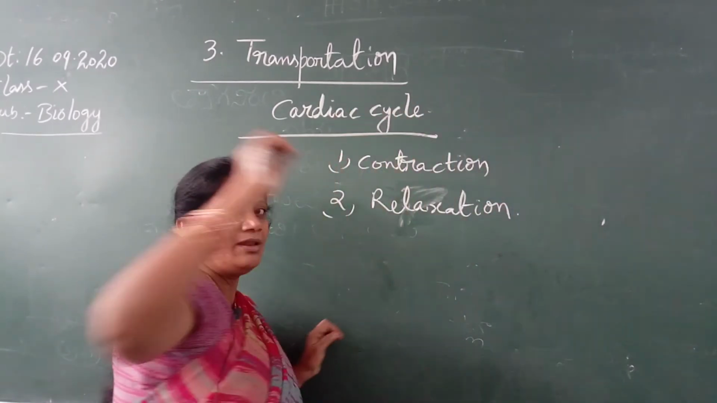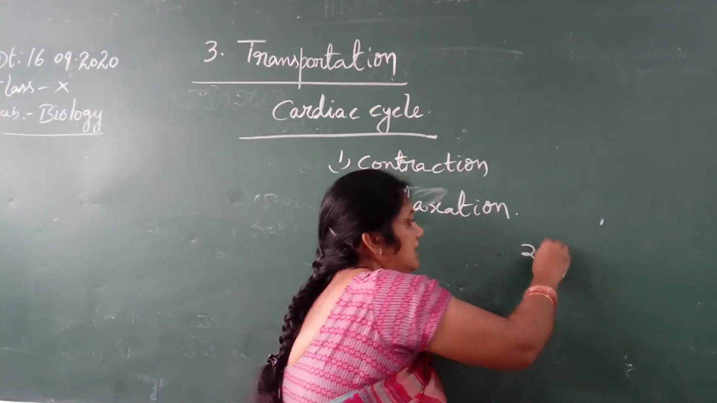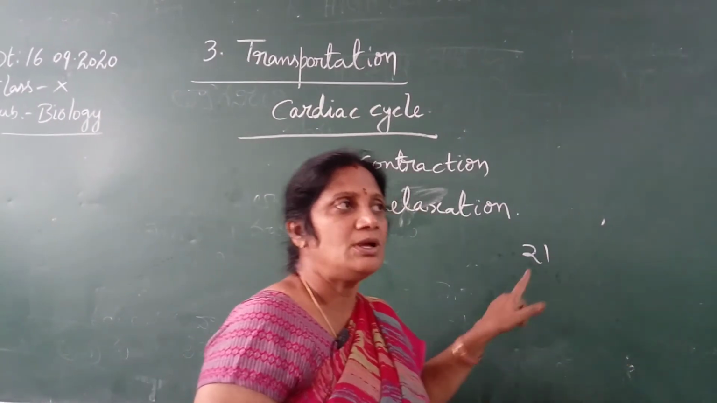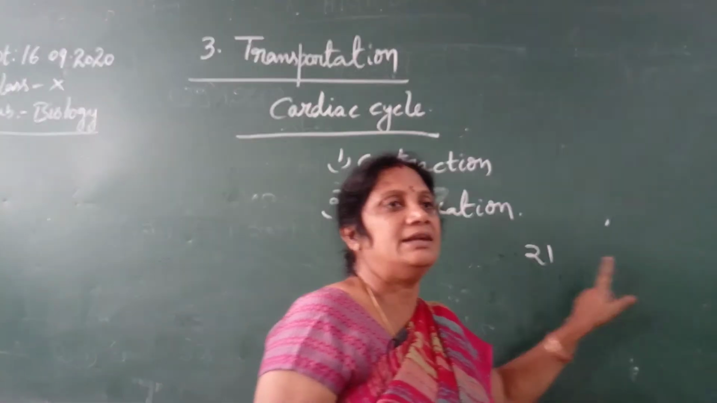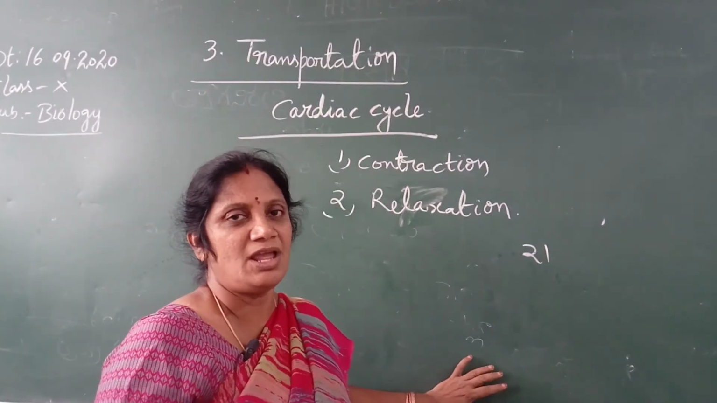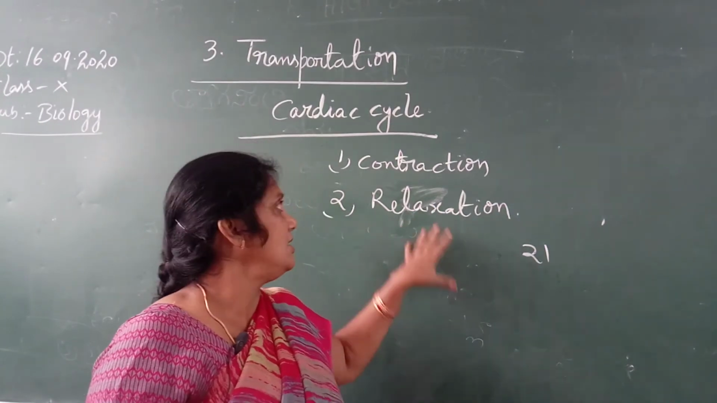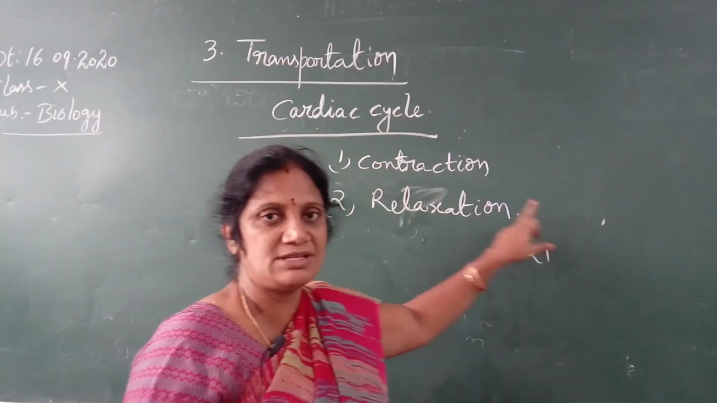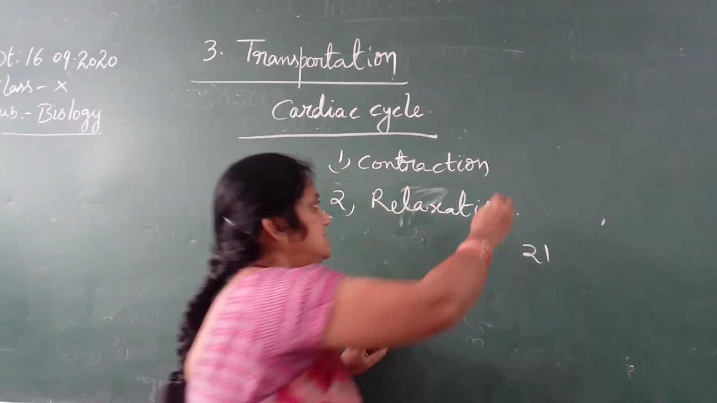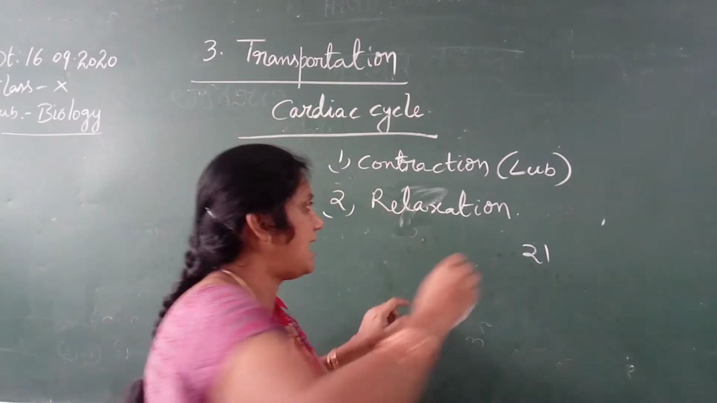When we are in the mother's womb, on the 21st day of embryonic development, the heart starts beating. This beating continues till the death of the person. When this beating stops, there will be no life in the person. This heartbeat has two phases: one is the contraction phase and the other is the relaxation phase. The contraction phase is called lub and the relaxation phase is called dub.